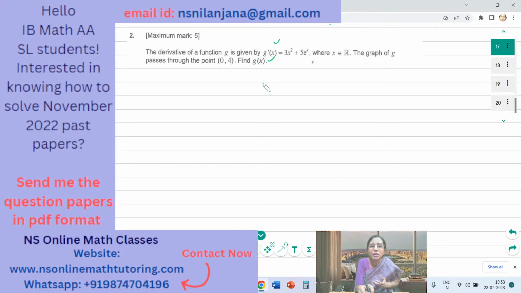Given g dash x, they are asking us to find g of x, so it is a case of integration. Fine, because g dash x, when integrated with respect to x, will be giving us g of x plus c. We can have an expression with some x and there will be a constant. The constant can be equal to 0, or it can be non-zero.